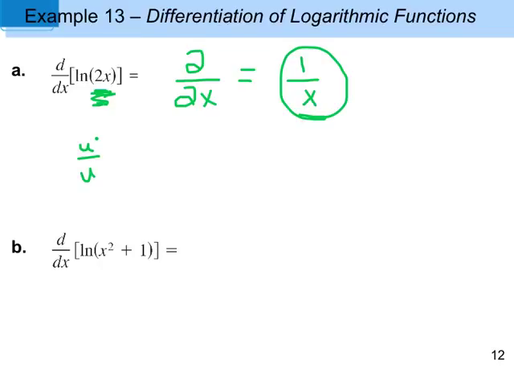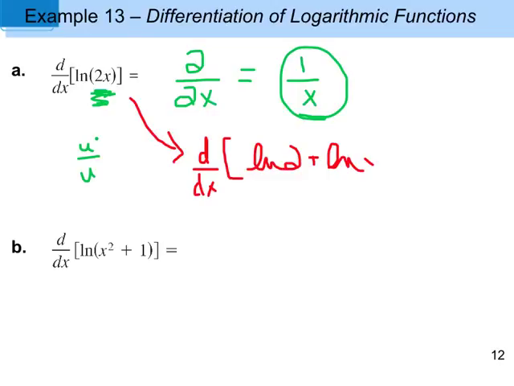There was actually a different way that you could have done this. I guess it might be worth mentioning. You could have rewritten that log using properties: the natural log of 2 plus the natural log of x. And then when you take its derivative, the natural log of 2 is just a constant, so its derivative is 0, and the derivative of the natural log of x is 1 over x. But I think u prime over u is probably quicker and easier.